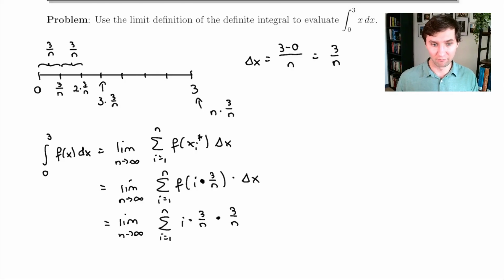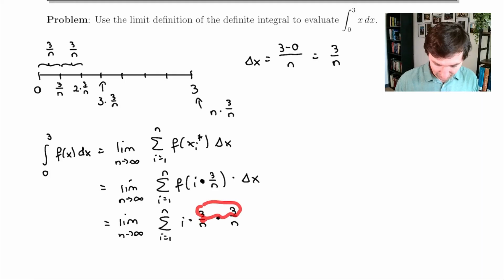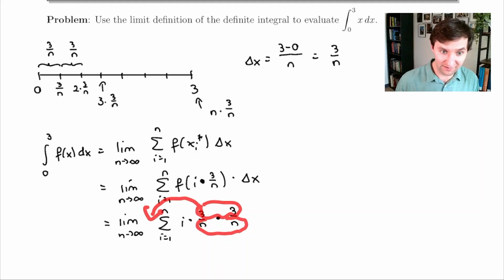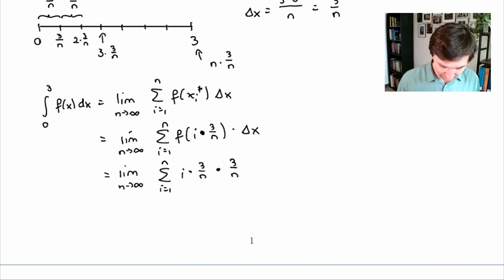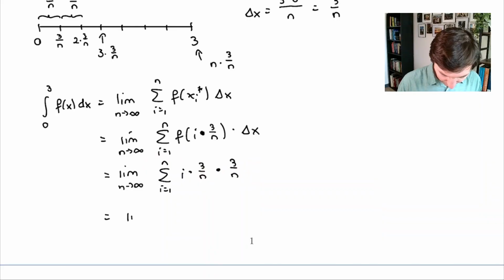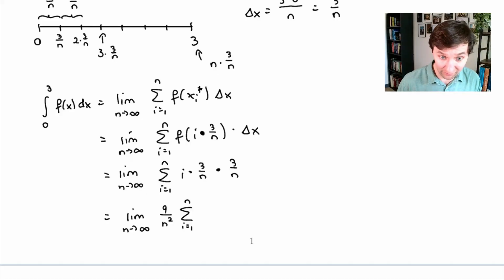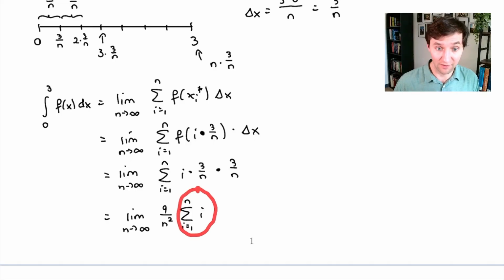3 is a number. n is a number. I can multiply these and I will get 9 divided by n squared. And I will factor those outside of the sum. And I will get the limit as n goes to infinity of 9 divided by n squared of the sum starting at 1 ending at n of i. We know what this is. This is the sum of the first n positive integers. We had a formula for this.